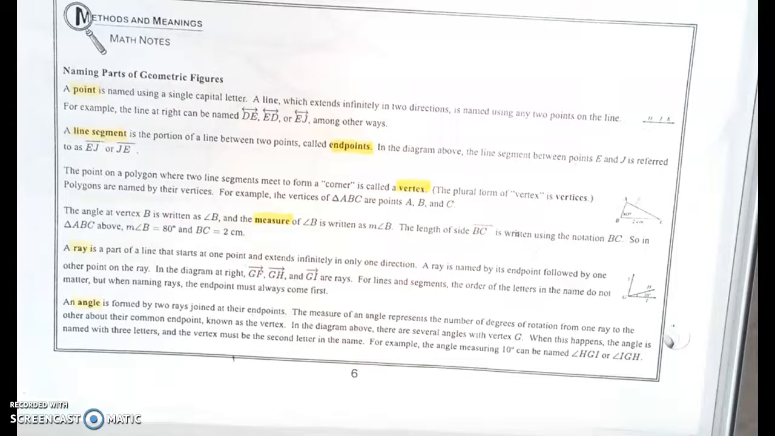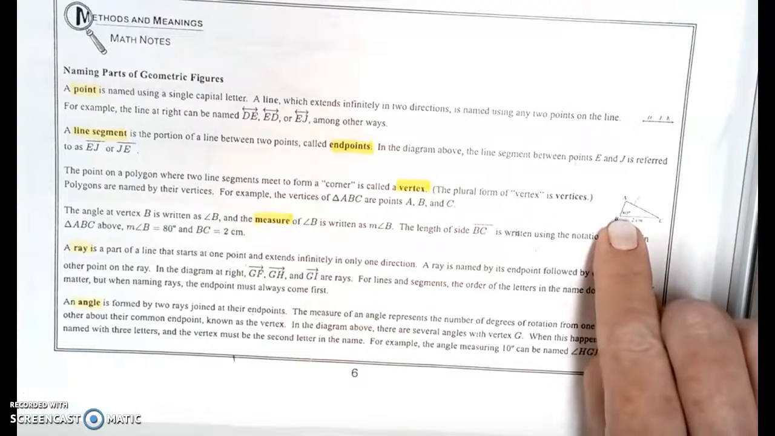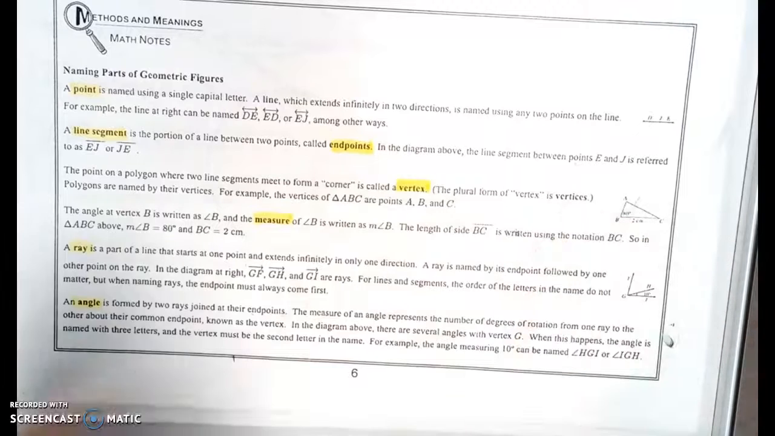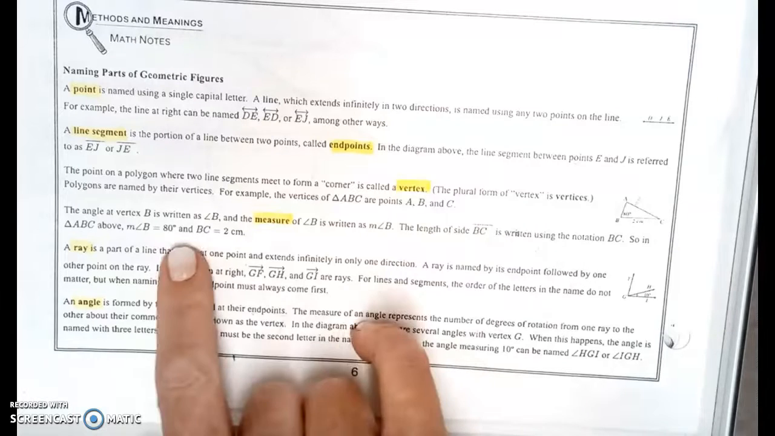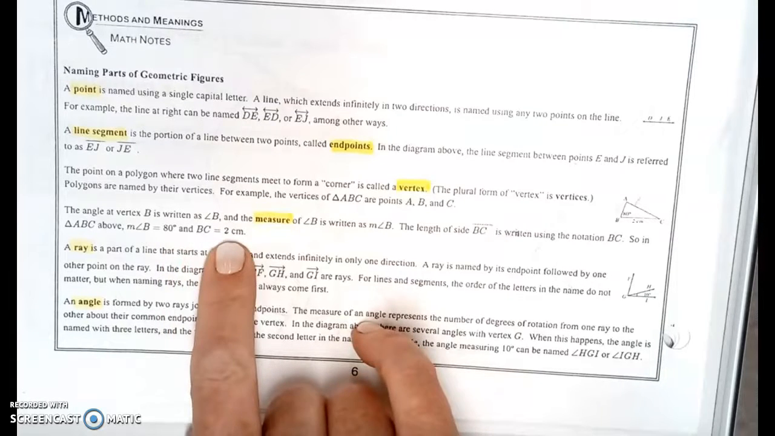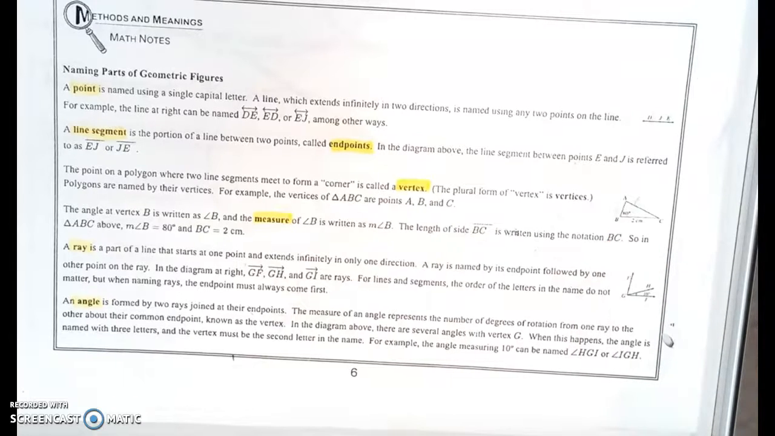So in the triangle ABC above, you're going to have the measure of angle B is 80 degrees. It's really small, and I don't know if it came off on your copy in duplicating, but there's a little 80 degrees in there. If you can't read it real well, just go over it with your pencil. And BC is equal to 2 centimeters. So there should be a little 2 centimeters right there. Hopefully you can read it.